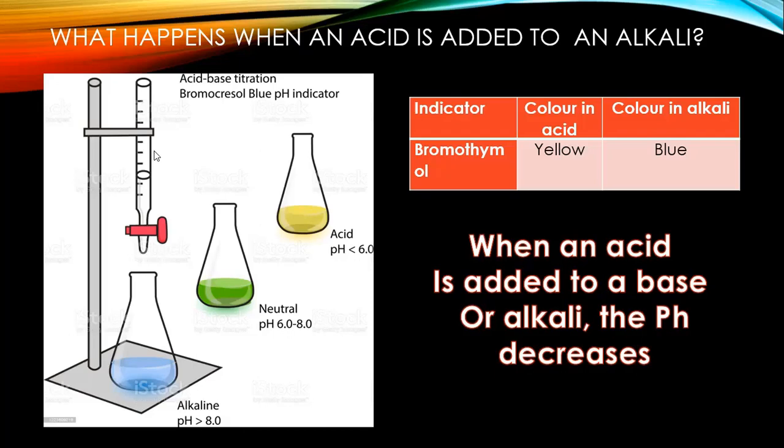The reason is simple. The pH of acids is low, whereas the pH of alkalis is high. So when you are adding an acid to a base, you are reducing the pH. Addition of an acid to an alkali reduces the pH. So the pH decreases. I hope that one was clear.